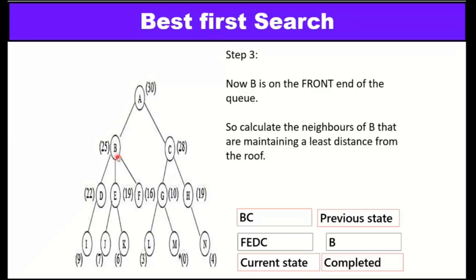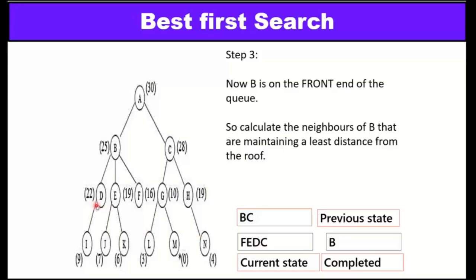Rearrange the fringe. Obviously now we see that B is going out and C is not considered, so C is also at last. Now we have to rearrange. B is expanded into D, E, F, and C is there. C has the highest value, so C is at last. So 28 will be at last.